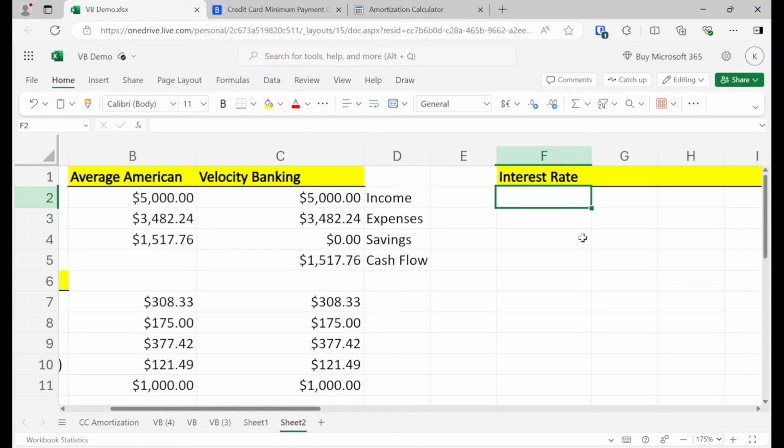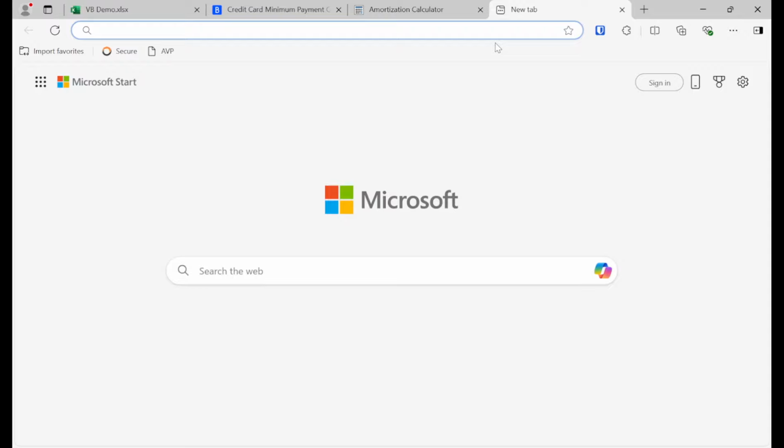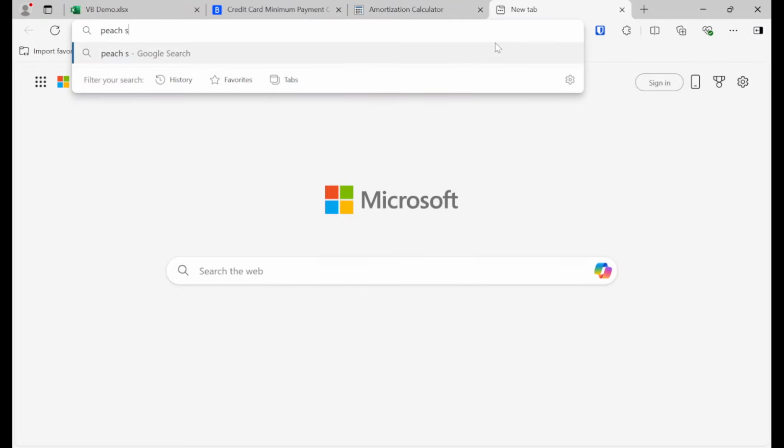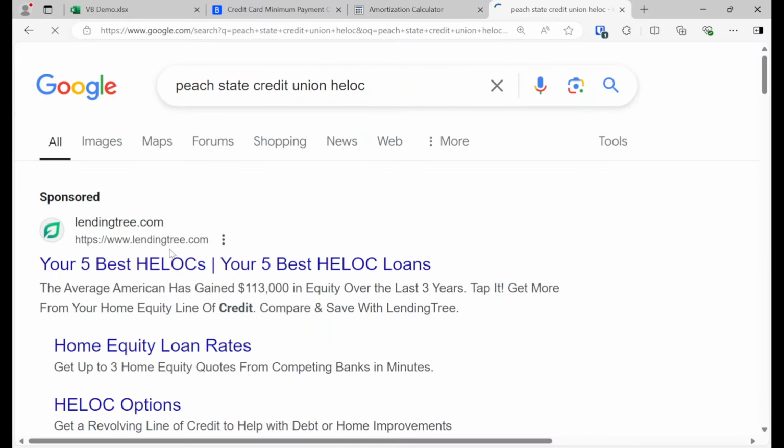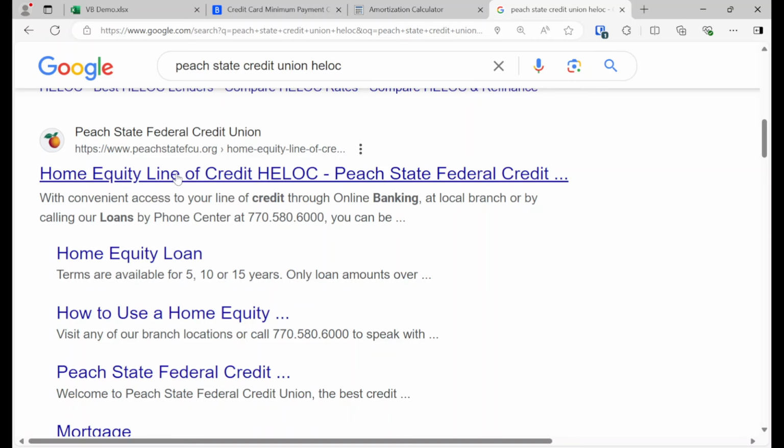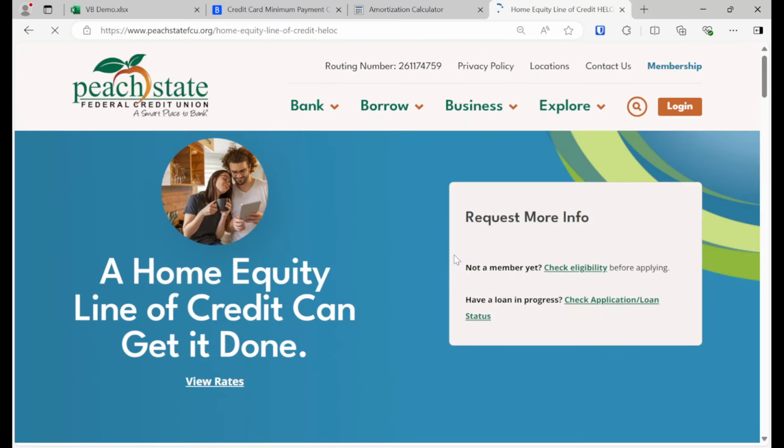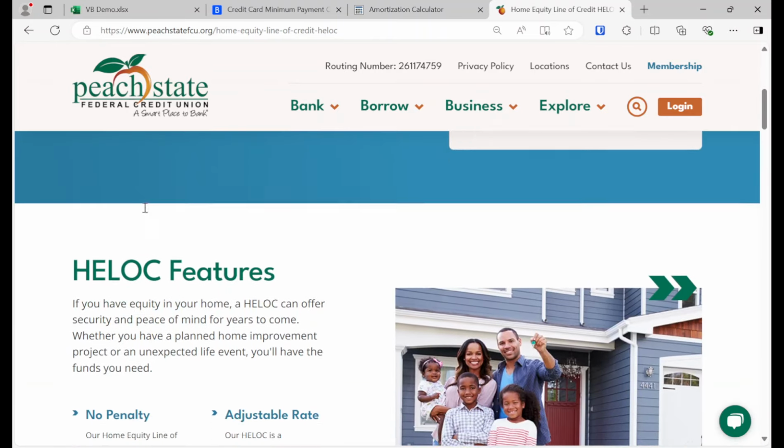So I have a home equity line of credit, and a home equity line of credit is 10% usually. I've seen 8.5 with a credit union, so I might refinance with the credit union to get that 8.5. I've seen as low as 7%, right? You want to see 7% on a home equity line of credit? Let me just show you here. Peach State Credit Union, HELOC right here. It's in Georgia. So let's take a look. Home equity line of credit, Peach State Federal Credit Union.